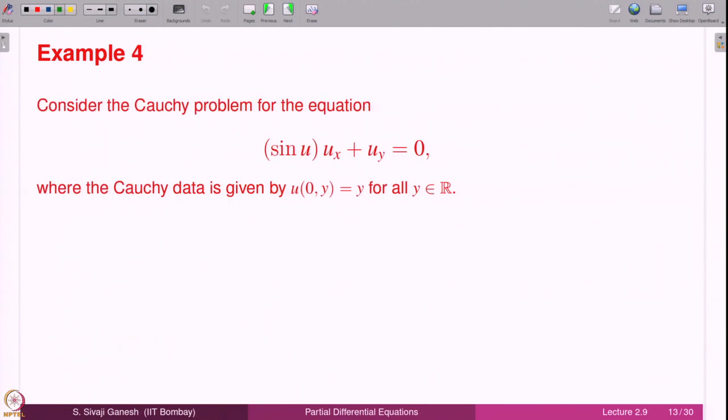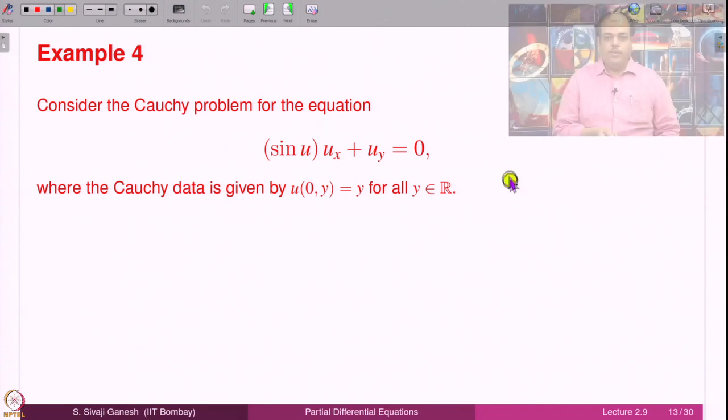Okay. Let us look at another example. This is a very non-standard example. This was constructed with something else in mind, but it turned out to be a very good example. It is a quasi-linear equation.